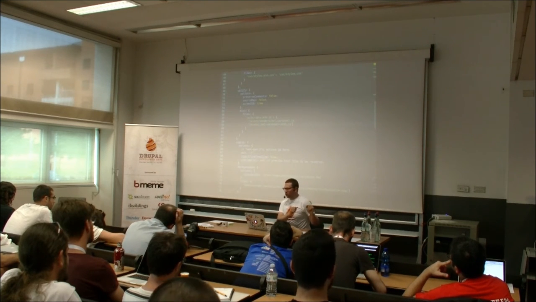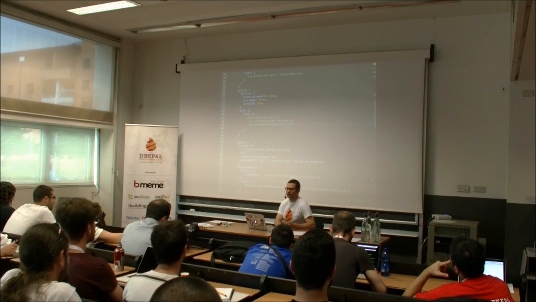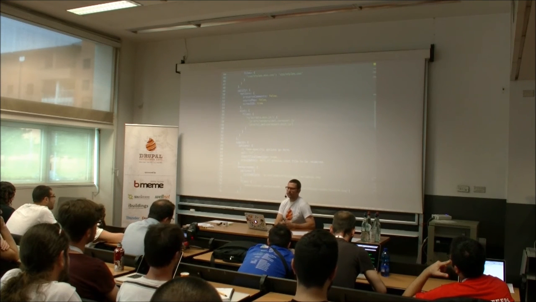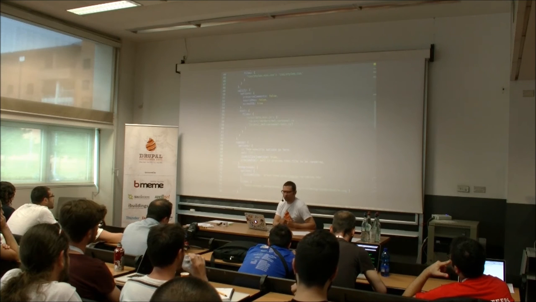That's something we really don't like to do, because actually, since we are using one script file, since we are using one CSS file, the order of the includes is very important.